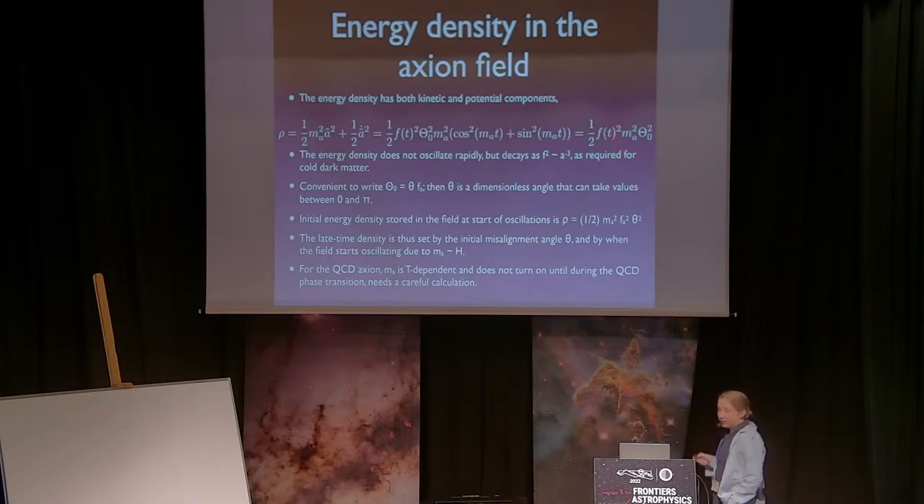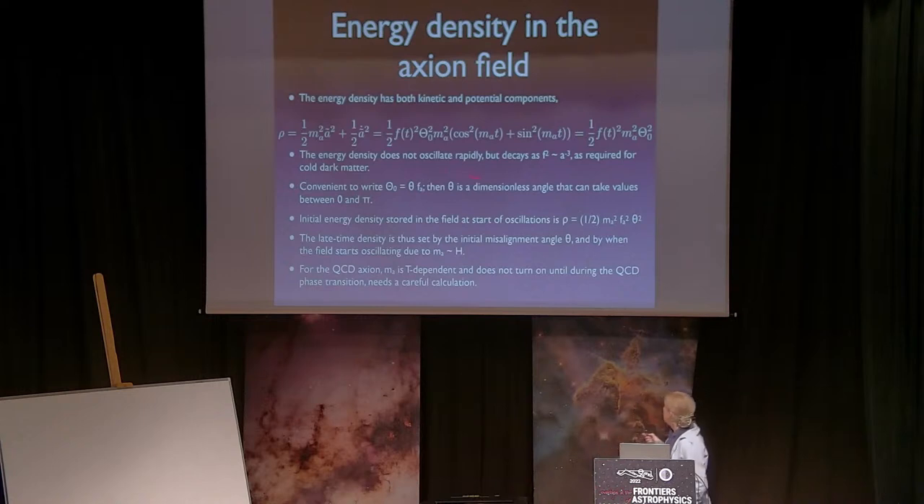We found that f of t scales like a to the minus 3/2. So this says that the energy density doesn't actually oscillate rapidly, even though the field oscillates back and forth. The total energy just decays slowly due to the Hubble friction, the Hubble expansion, and it decays with the scaling of a to the minus 3. So this is exactly the energy density scaling of pressureless matter in the universe.